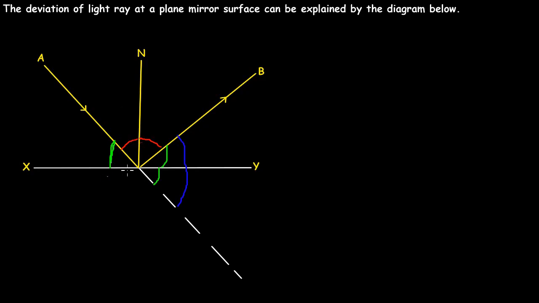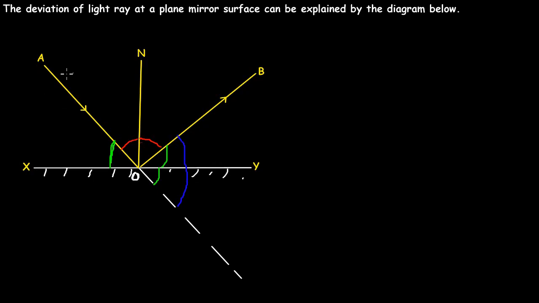If this center point is represented with O, then line AO can be seen as the incident ray of light. As you can see, it's being directed towards the plane mirror. The line XY can be considered as the plane mirror. Perfect, so that is basically the plane mirror.